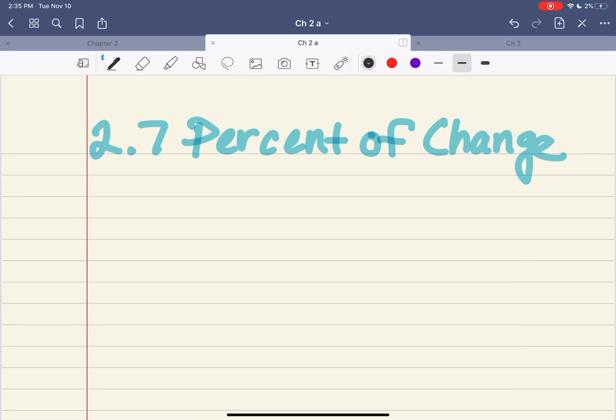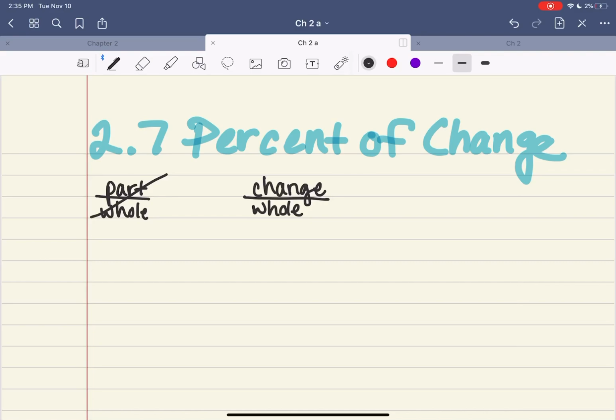So today we are learning about percent of change. This is a little different from the normal percentages you are familiar with, because when we are talking about percents for your grades, we are taking some amount, the part, and looking at it over the whole. When we are looking at percent of change, we are going to be looking at the change over the whole.